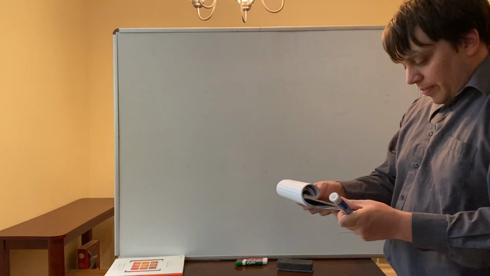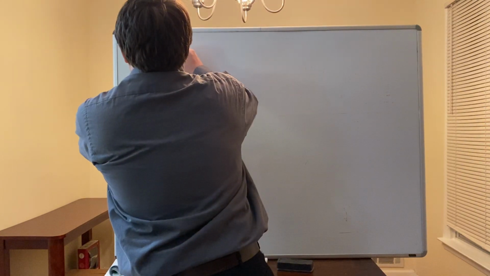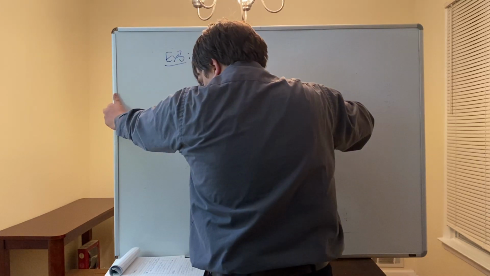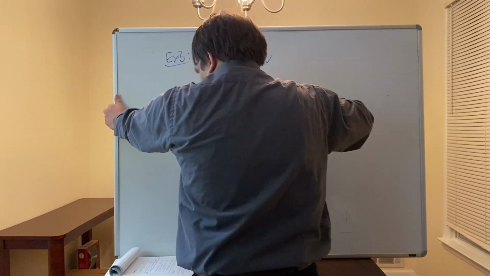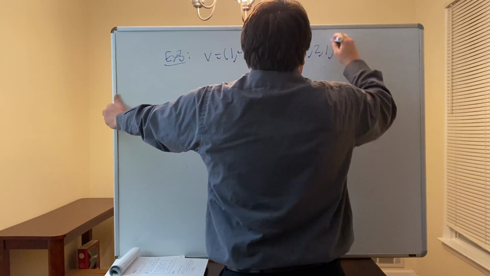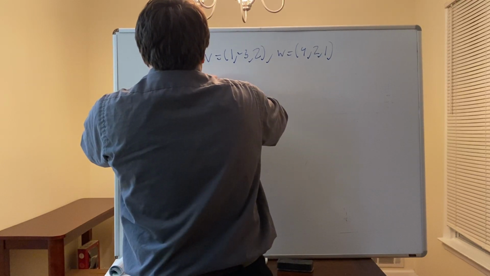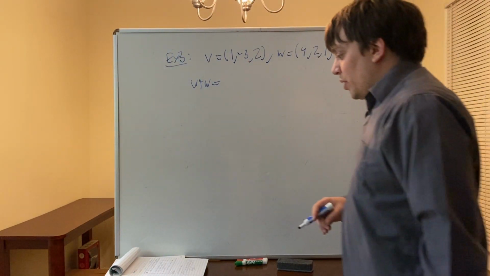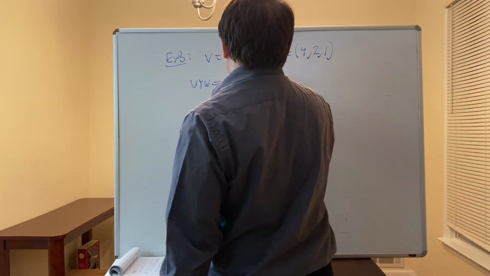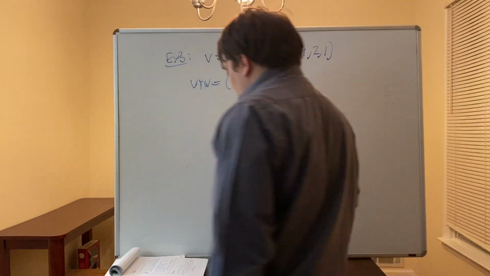Okay, so now in example 3, what we have is a vector v, which is (1, -3, 2), and we have a vector w, which is (4, 2, 1). If we do v plus w, following from our last definition, v plus w is equal to 1 plus 4, which is 5, negative 3 plus 2, which is negative 1, and 2 plus 1 is 3. Right? So you just add the corresponding components.